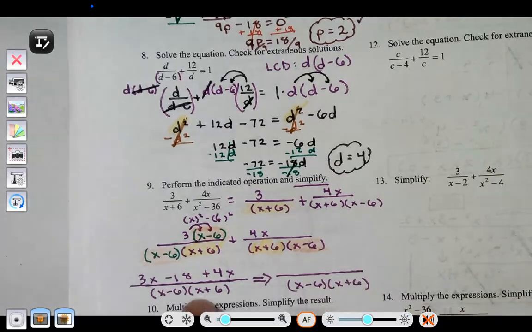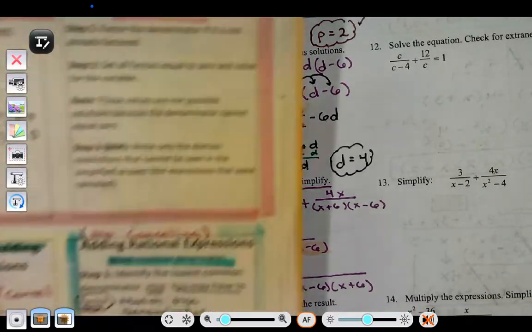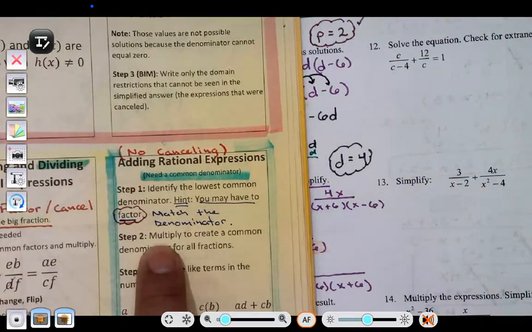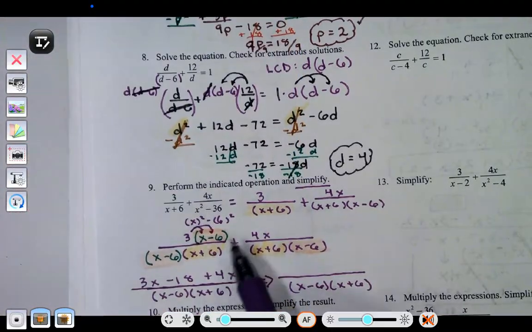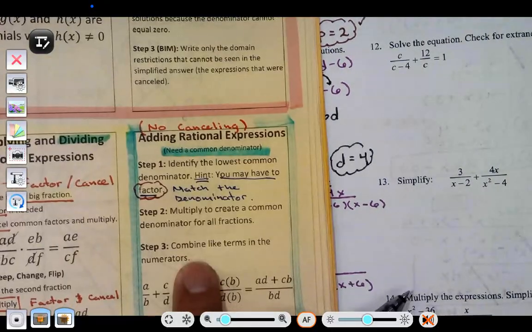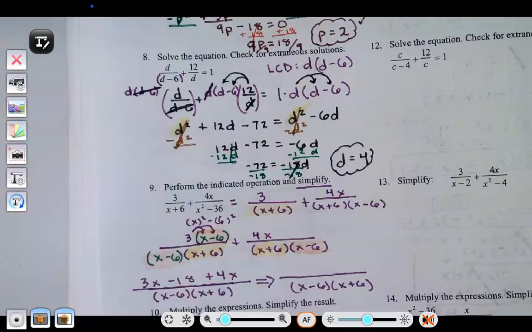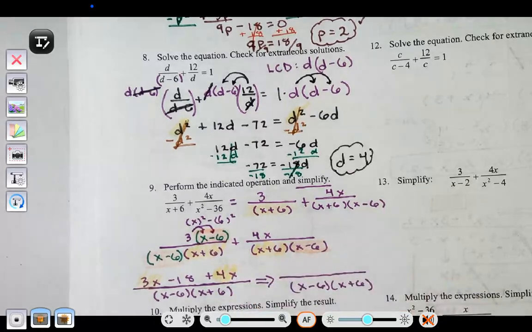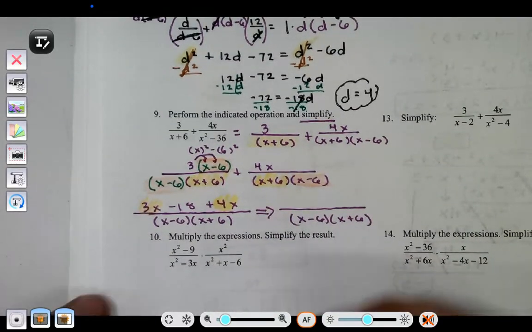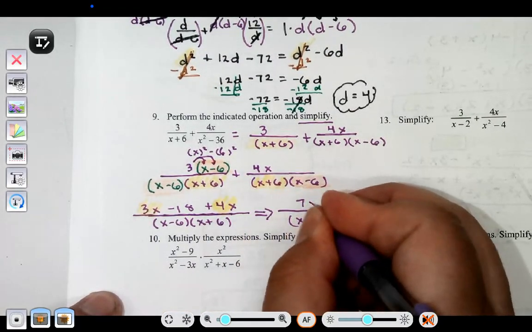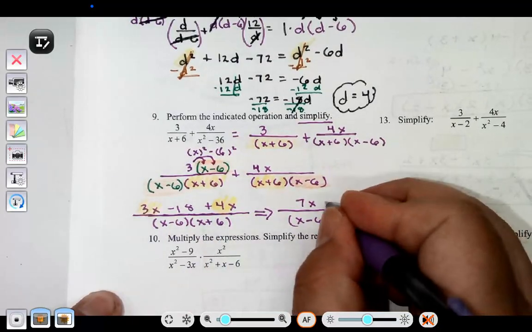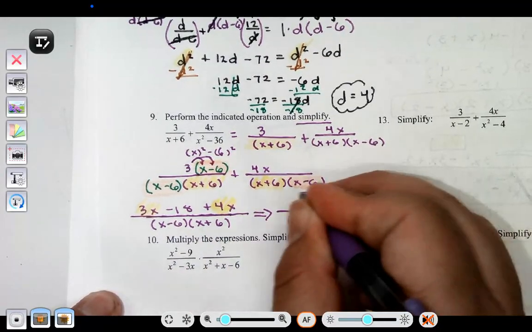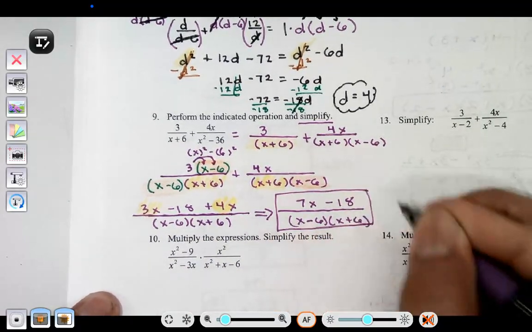Again, as soon as your denominators match, that's all that matters. The word wall said multiply to create a common denominator. Okay, I did that. All I have to do now is just combine like terms. And the only ones that I can combine are the 3x with the 4x. So when I combine these two, 3 plus 4, there's my 7x, and the minus 18, we couldn't do anything with, and there's my final answer.